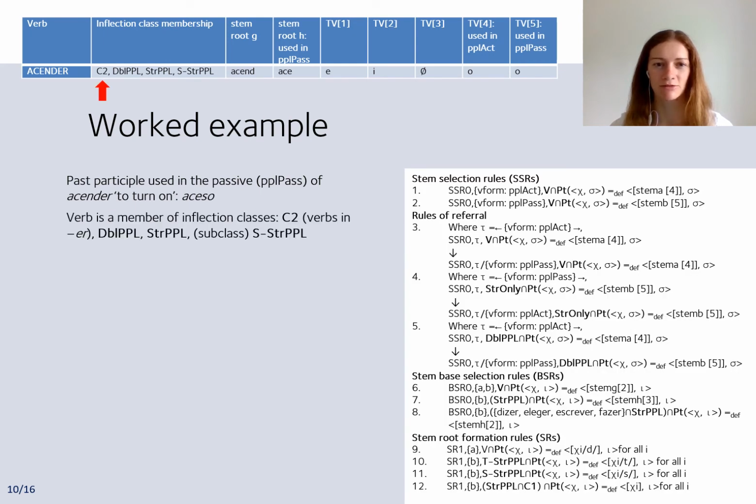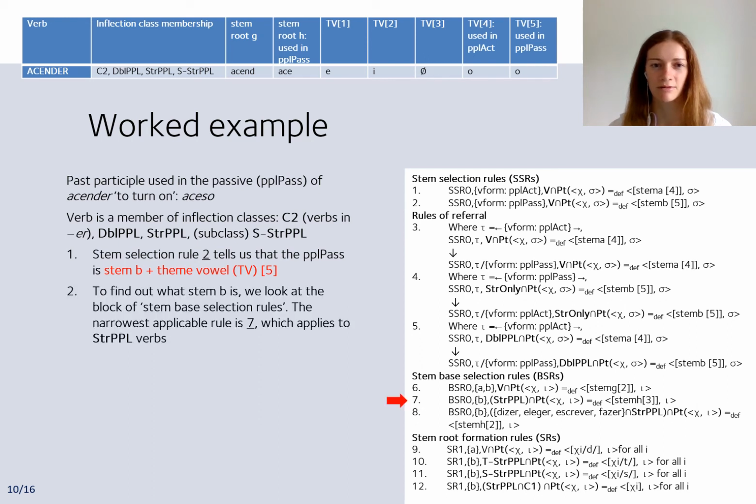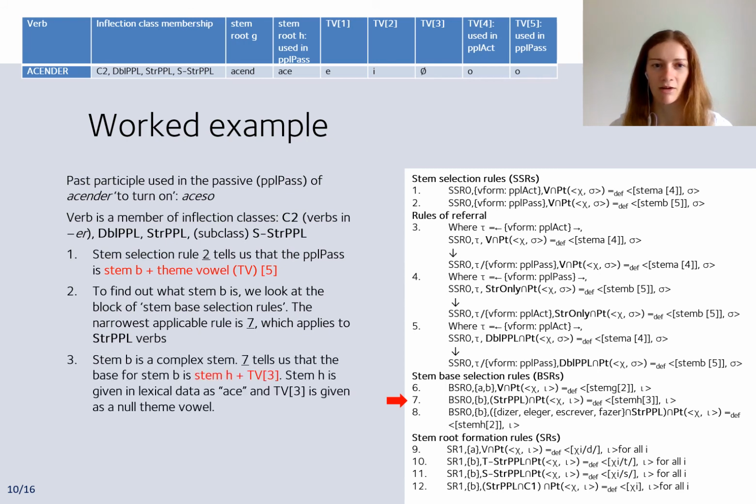This verb is in the traditional second inflection class C2, as well as the double past participle class, the strong past participle class, and the subclass S-strong past participle. In the stem selection rules, Rule 2 applies, telling us that the passive past participle is stem B plus theme vowel 5. To find out what stem B is, we look at the stem-based selection rules. The narrowest applicable rule is 7. Stem B is a complex stem. 7 tells us that the base for stem B is stem H and theme vowel 3.